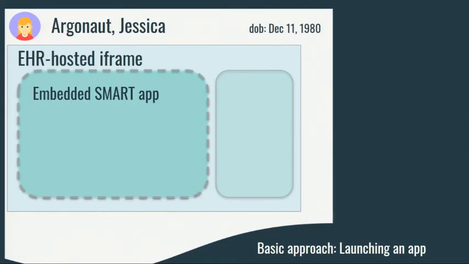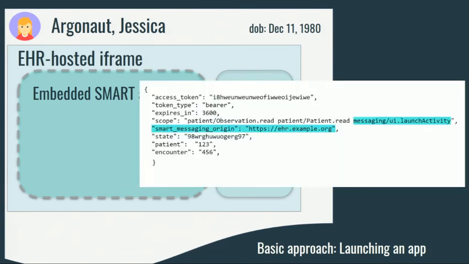Let's say that this is my EHR. Over here on the left-hand side, I've opened up Jessica Argonaut's chart, and we're about to start a smart application. So we're about to begin that initiation flow. Usually that would look like this, but there are two important things that have been added there. The first of those is messaging UI.launch activity. There's a scope you might not be familiar with. I'll come back to that one in a second. The second thing is this smart messaging origin parameter, and you notice that that has a URL there.